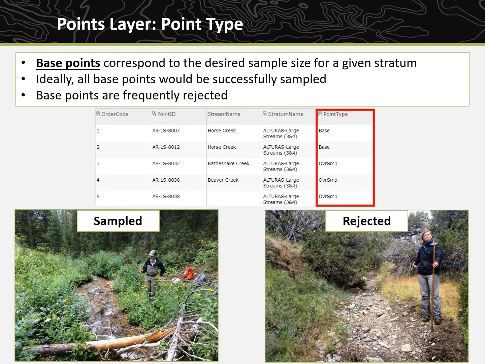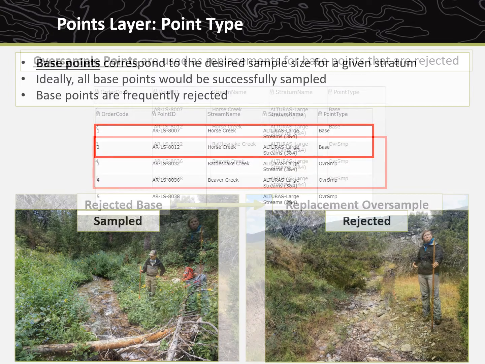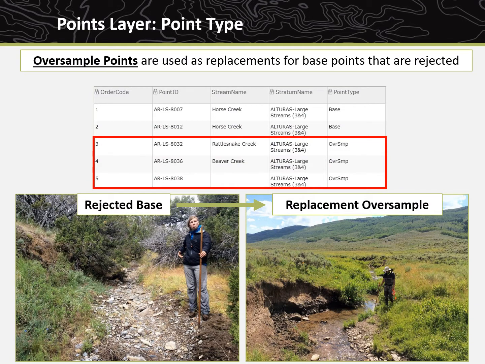These random points are designated as either base or oversample. Base points are points in a random design that correspond to the desired sample size for a given stratum. Ideally, all base points would be successfully sampled. However, for a variety of reasons, base points are frequently rejected. Oversample points are points in a random design that are used as replacements for base points that are rejected or cannot be sampled.